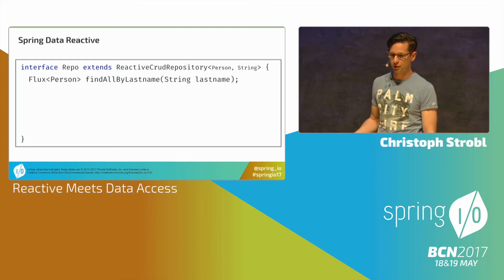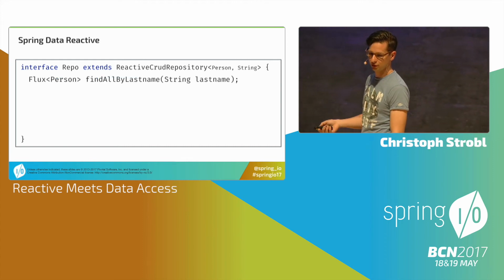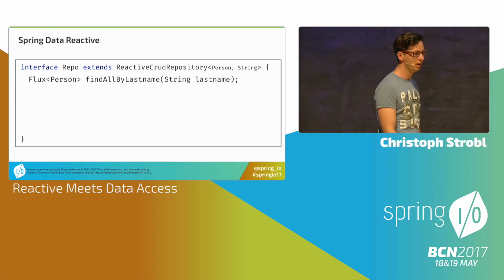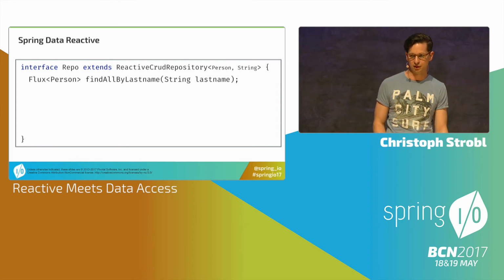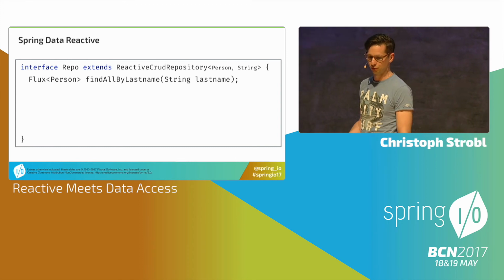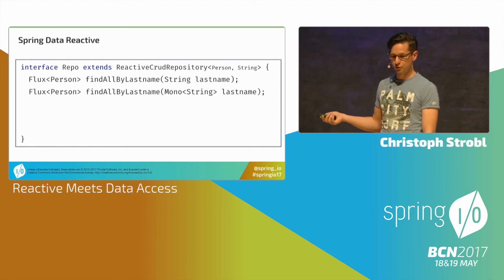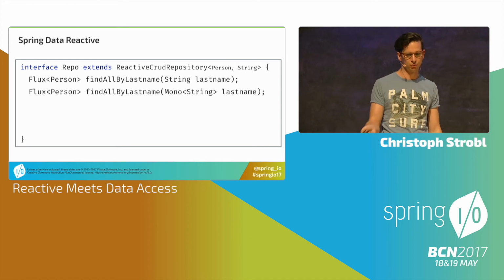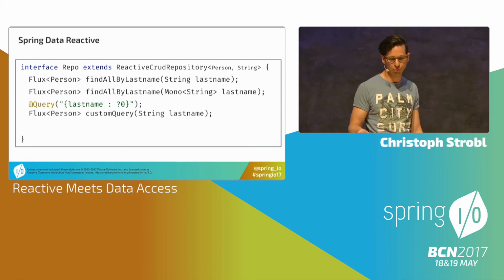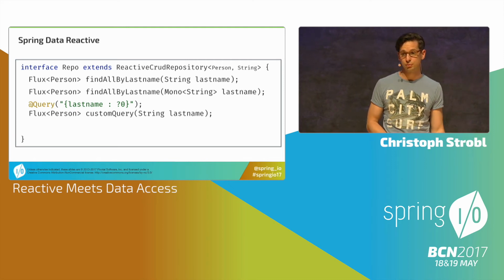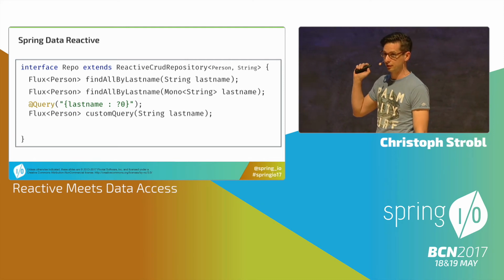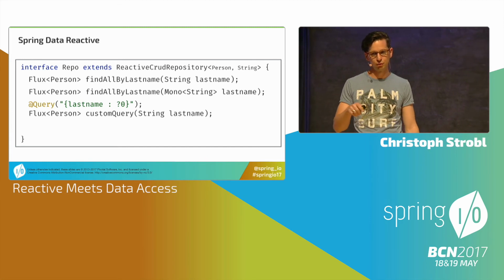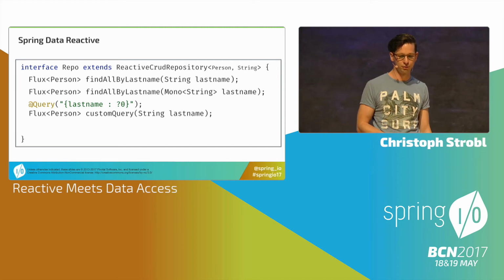All the other things stay the same, so you can have derived finder methods. You could write find all by last name, returning a flux of all people with the matching last name, and that would be perfectly fine. You could also put in a mono for the last name, so as soon as the last name gets available, and let's see, you get the point. It also works with the @query annotation. You could even add a mono for the string in there, and again, we'd resolve the query once it's done and return you the results.